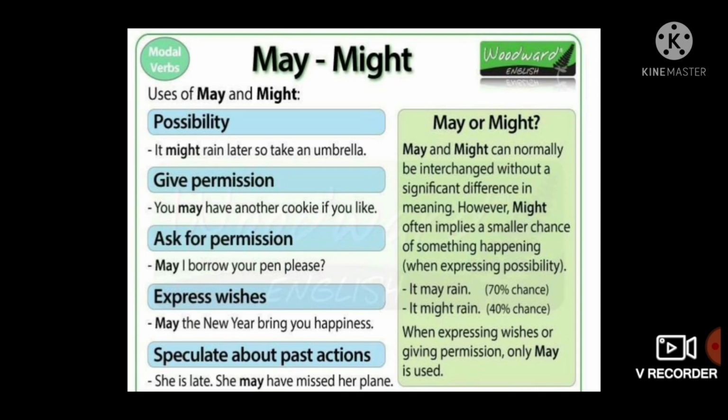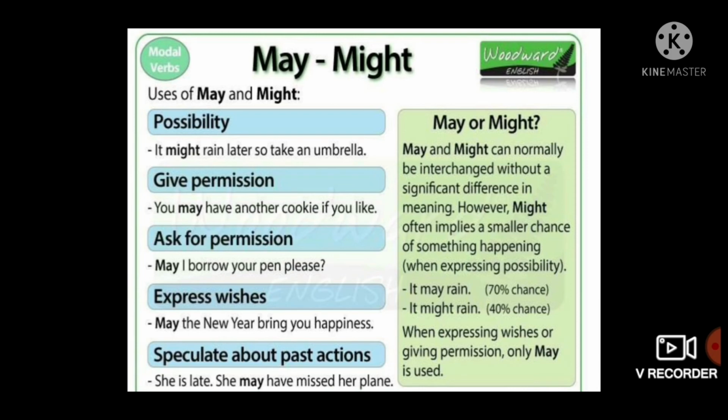The next, speculating about a past action. If she is late, she may have missed her plane. Let's speculate about the past action. Look at the sentence. She is late. She may have missed her plane. That means she got a chance to miss her plane. So look at the box. May or might.